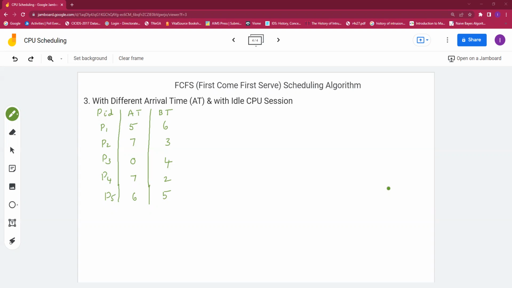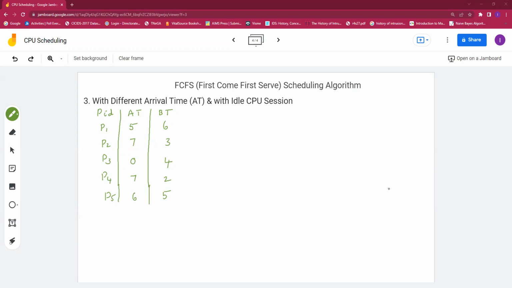In this particular video, we are just going to see how this same FCFS scheduling algorithm works with different arrival time, and in between we will be having some idle CPU sessions. How to handle that, we'll be seeing in this particular session.